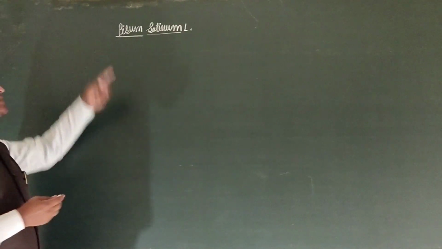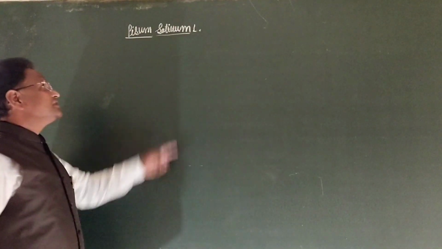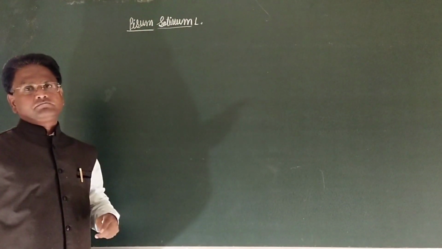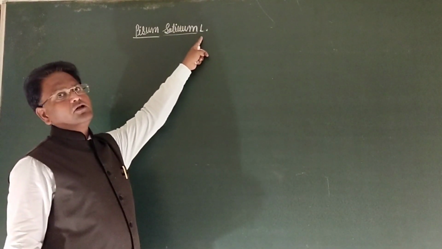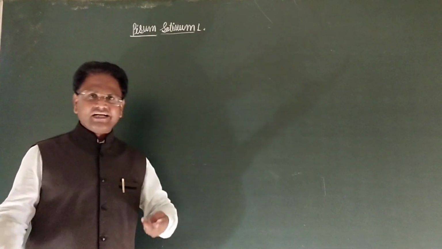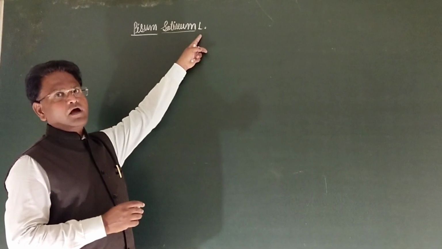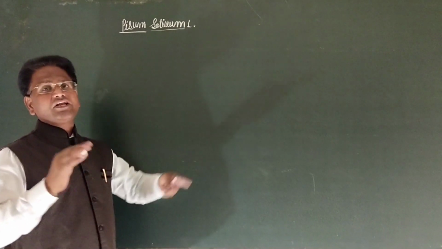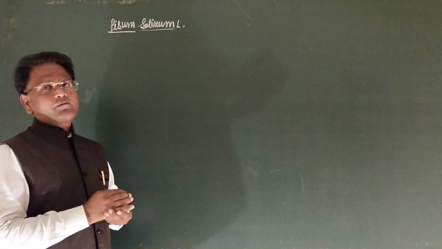Here, the name Pisum sativum is the scientific name. Pisum is the genus, sativum is the species. And the name given by a scientist is written in the short form L, Linnaeus. This name is given by the scientist Carolus Linnaeus. So the scientific name is written with an abbreviated form after the species: Pisum sativum L, L for Linnaeus. This is the scientific name or botanical name of the pea plant.